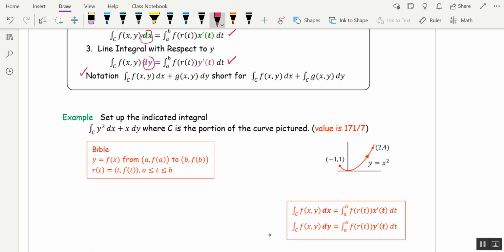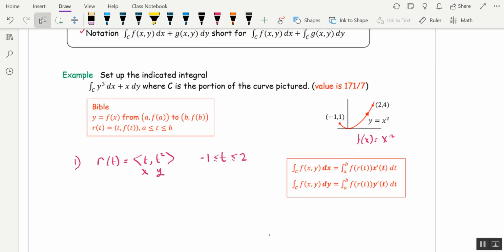Okay, so we're going to start out the same. We're just going to use different formulas on step 3. So 1, we need to parameterize our curve. So our curve is over here. It's f of x equals x squared. So using the Bible for parameterizing a function, we're going to let x be t and y be f of t, which would be t squared. And t goes from a to b. A is -1 and b is 2. So this is going to be my x and this is going to be my y in the formulas you see to the right.